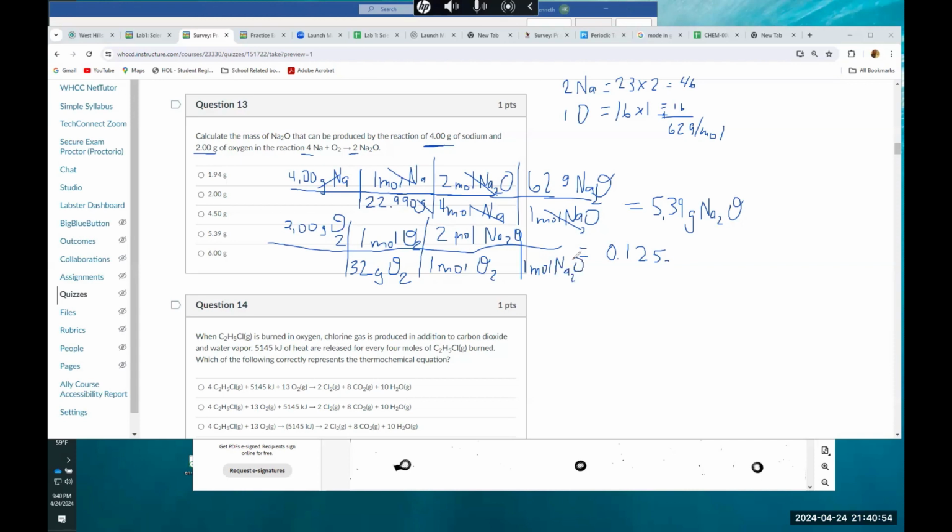For the ratio part, how do we know which one to put on top? You look at what you're looking for. At the end of the day, we're looking for the sodium oxide, so that's the one that's going to be on top here. And then we get rid of the moles and get to the mass, because we want the mass of that sodium oxide.